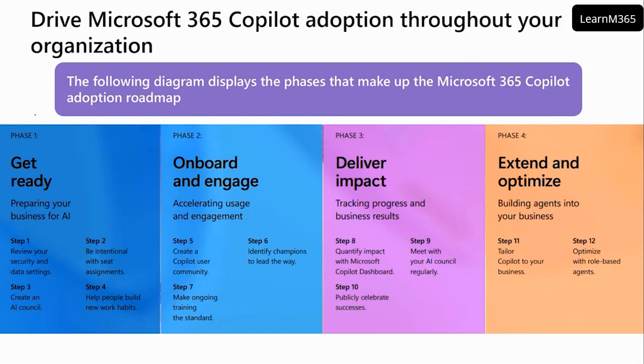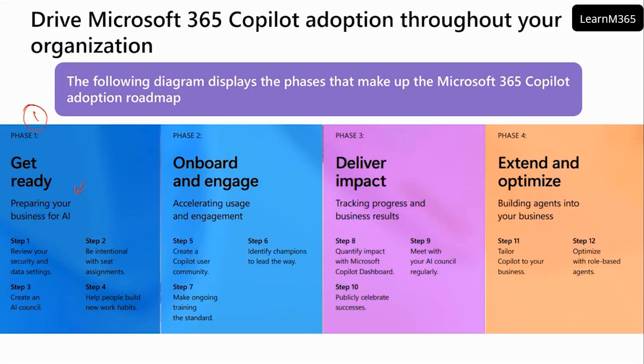First of all, we have get ready. Whenever we want to have an application or service within our environment, what is the first thing we do? First of all, we do the planning. We check the prerequisites. Are we fulfilling the prerequisites? So you prepare your business for AI. First of all, review your security and data settings. Second, be intentional with seat assignments, as in who will be the people to whom you are going to assign the first Copilot licenses.